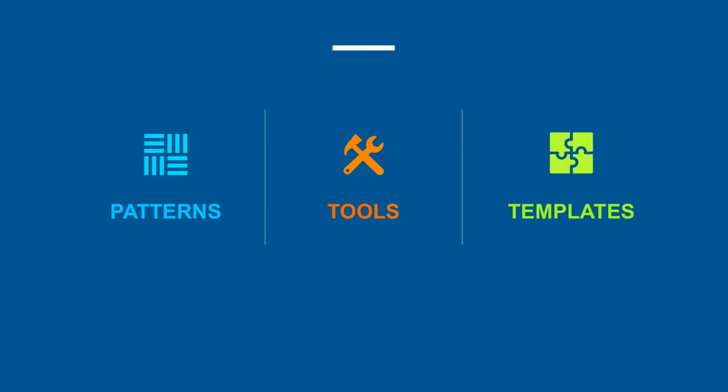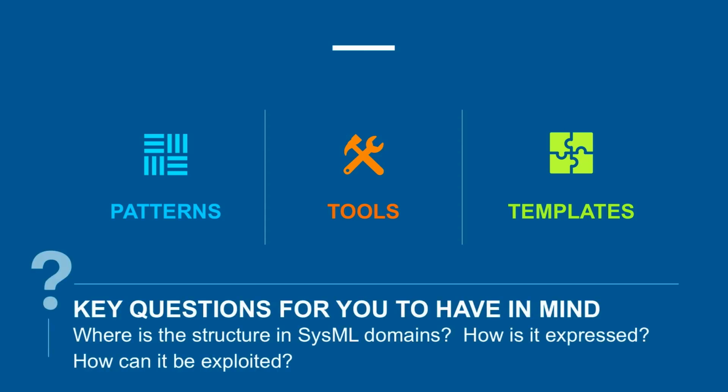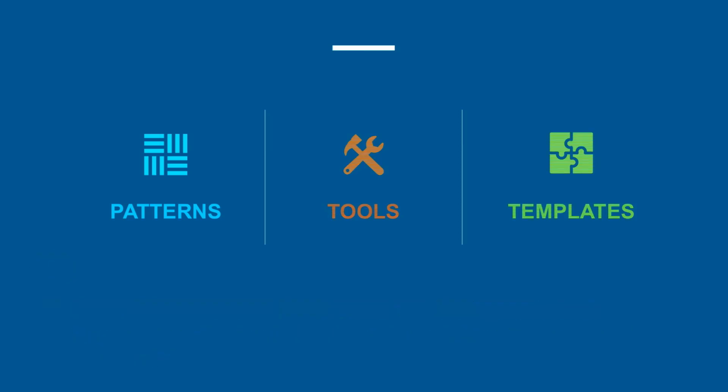So I'm going to go through three parts of the talk. But the questions that you should have in mind from a SysML community perspective: where is the structure, and how is it expressed? Is it already being exploited? Are there new opportunities for exploiting it? And more. So the first thing I'm going to go over is patterns.